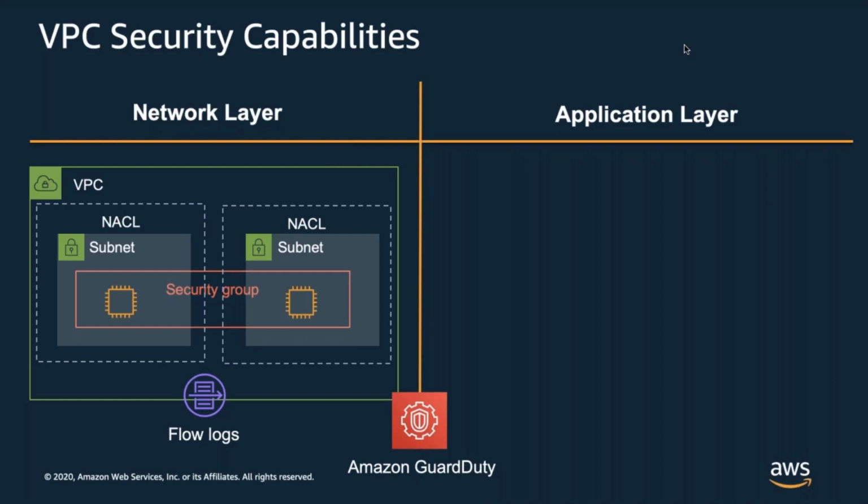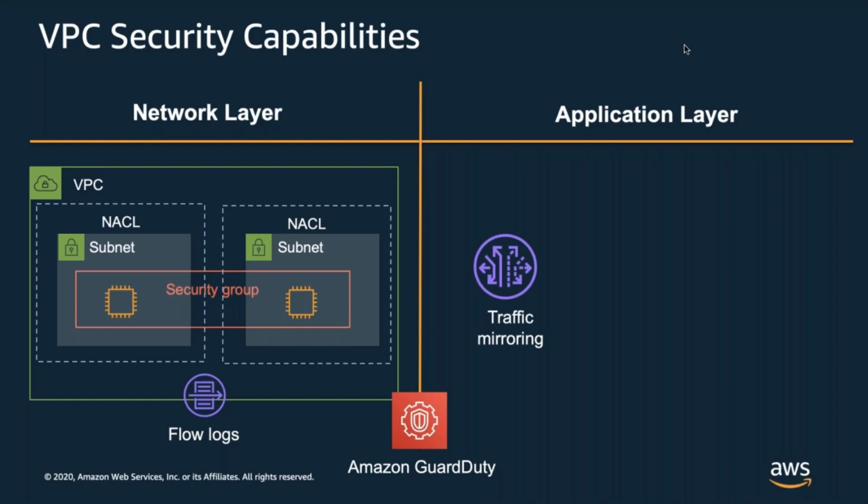So it is using data sources like the VPC flow logs, but it's also able to look into things like CloudTrail, so any changes done to your environment, and also DNS. So it's kind of on the border between this network layer and the application layer.